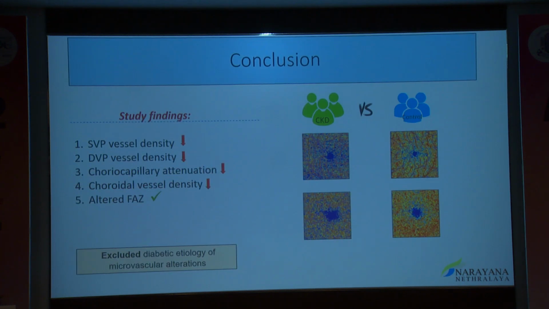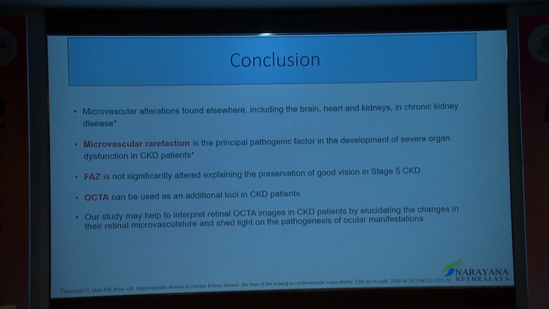So our study found that the SVP and DVP vessel densities were significantly lesser. There was choriocapillary attenuation in the CKD group. The choroidal vessel densities were significantly lesser. There was altered FAZ. And in our study, we excluded the diabetic etiology of microvascular alterations so as not to have any confounding factors, and so as to more closely explore the pathology that's present in CKD and hypertensive retinopathy.